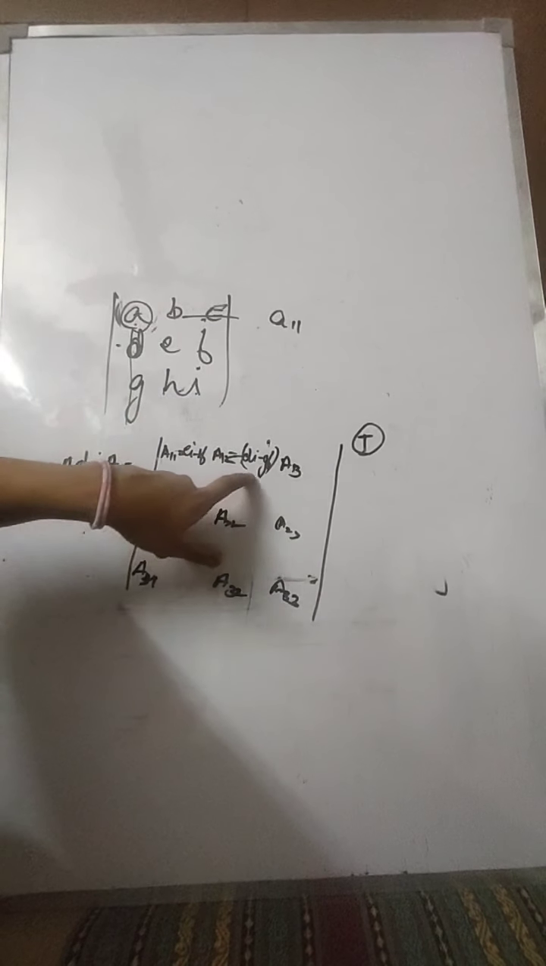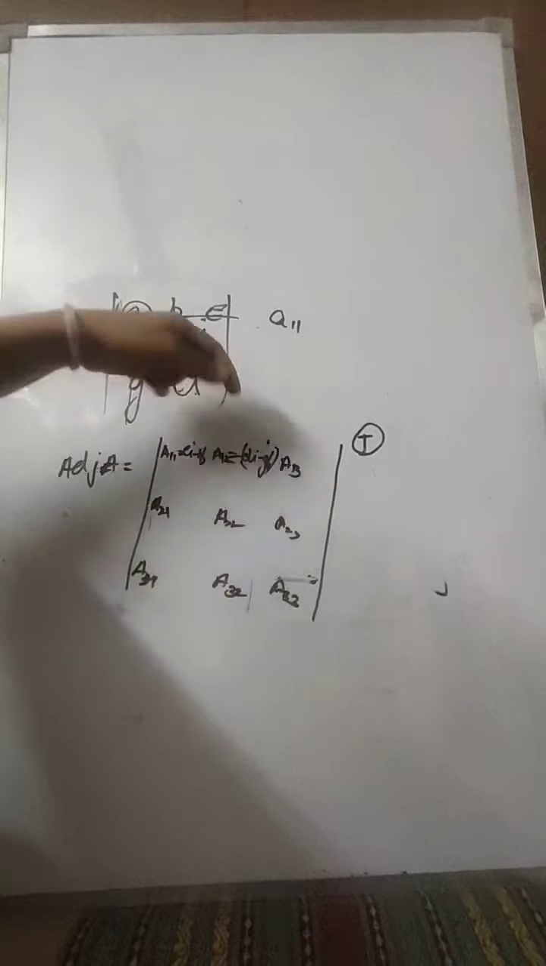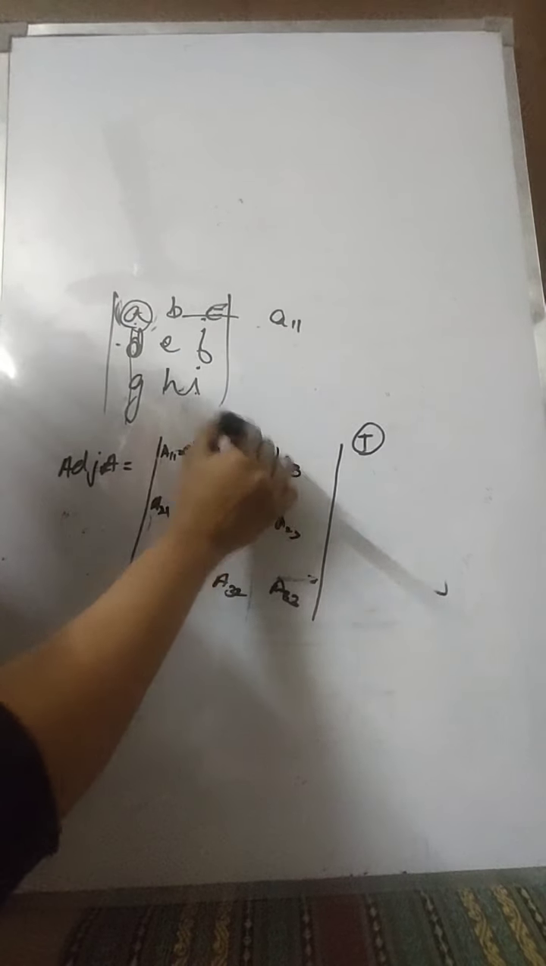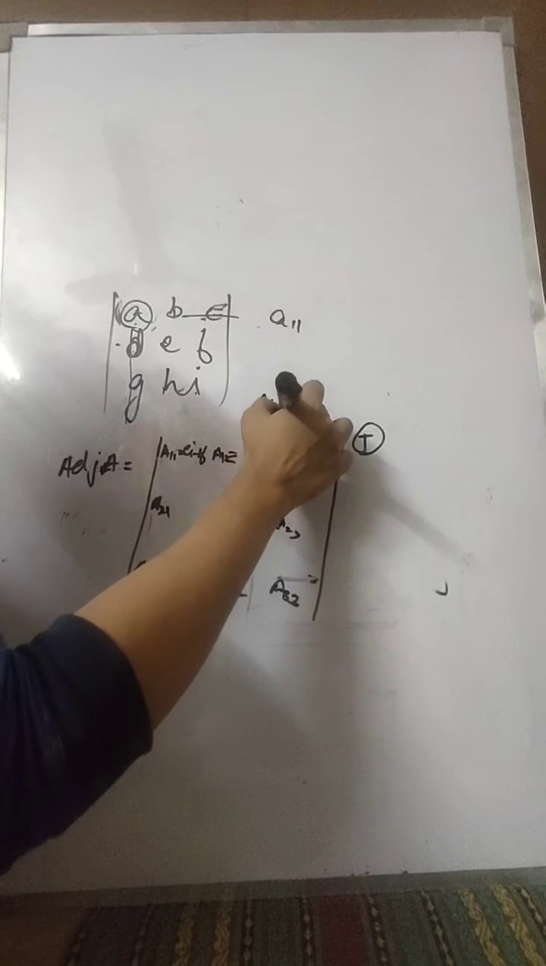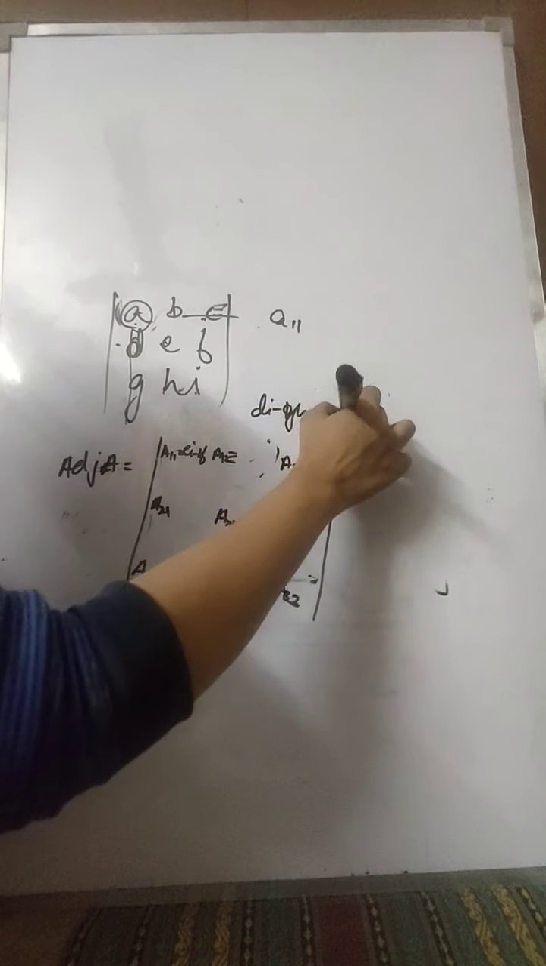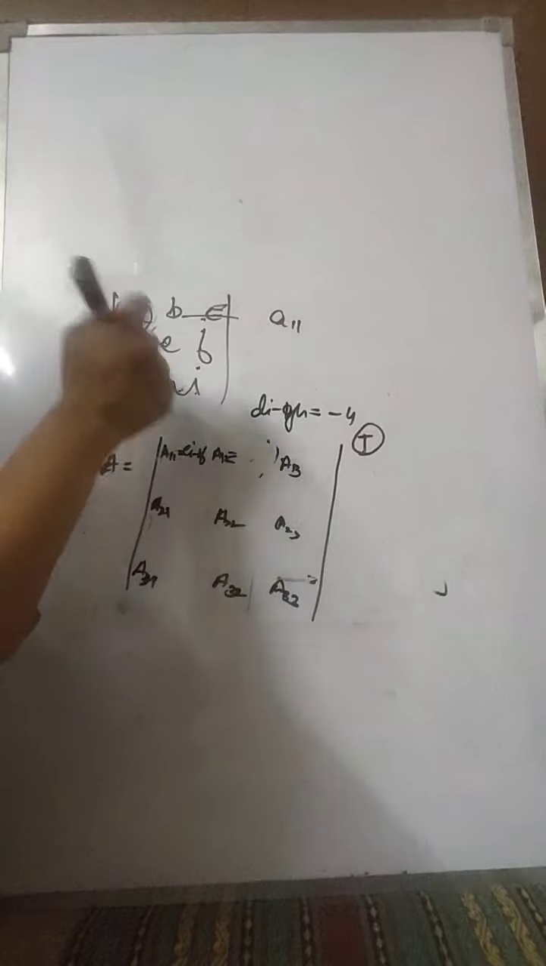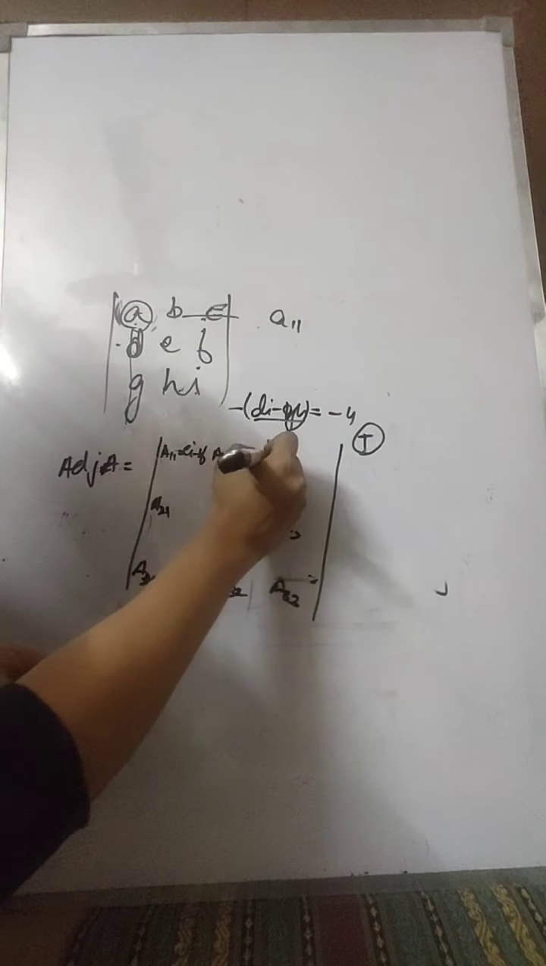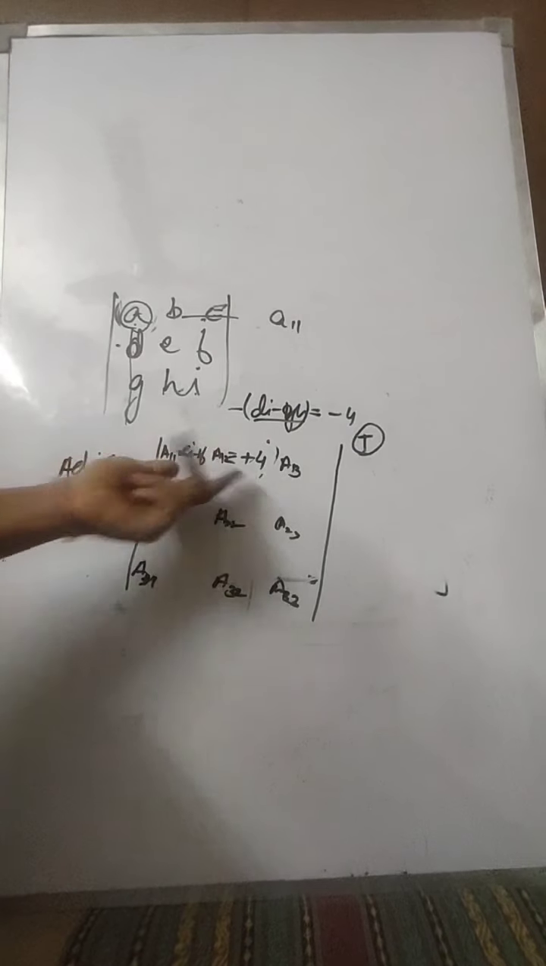Now this will be the value, so you have to calculate this value and put it here. Okay, if you are getting, for example, on calculating DI minus GF, you get a minus 4, but remember you have to take care of the negative sign also, so it will be plus 4. Okay, so your answer becomes plus 4.